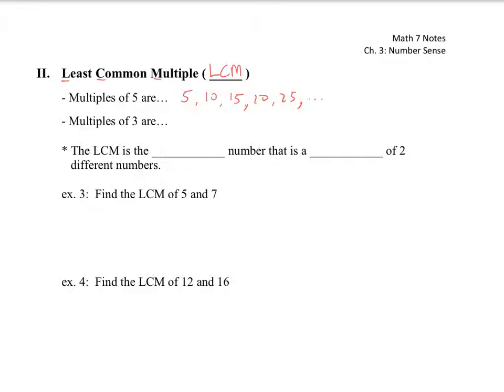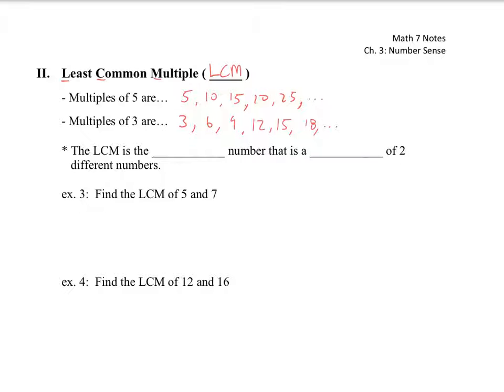So the multiples of 3: 3, 6, 9, 12, 15, 18, and we just keep going, right? Those are multiples. So counting by that number. 5, 10, 15, 20. Multiples of 2: 2, 4, 6, 8. Multiples of 10: 10, 20, 30, 40. That's what multiples are. Okay?